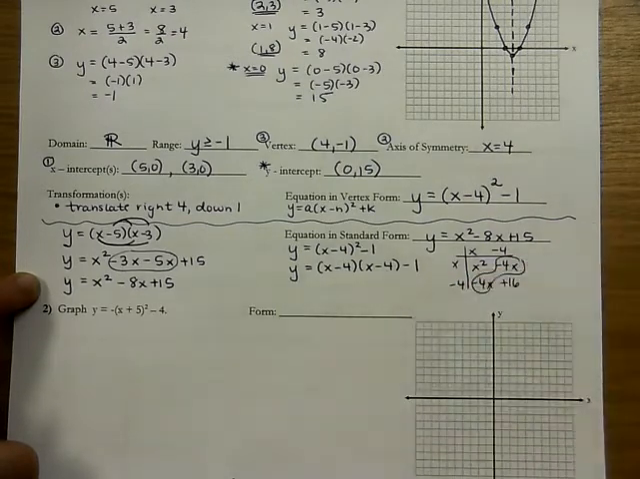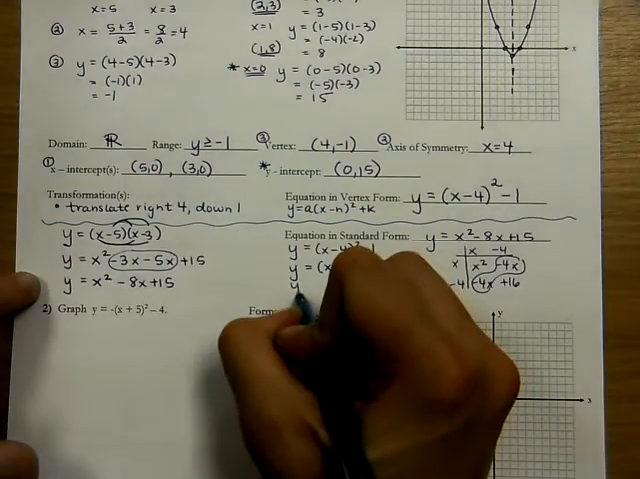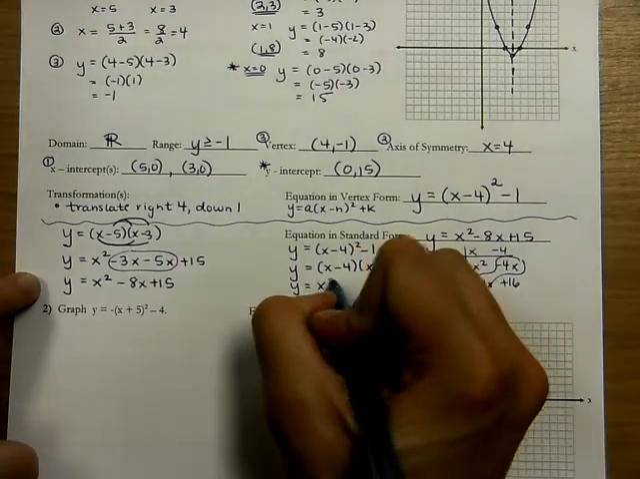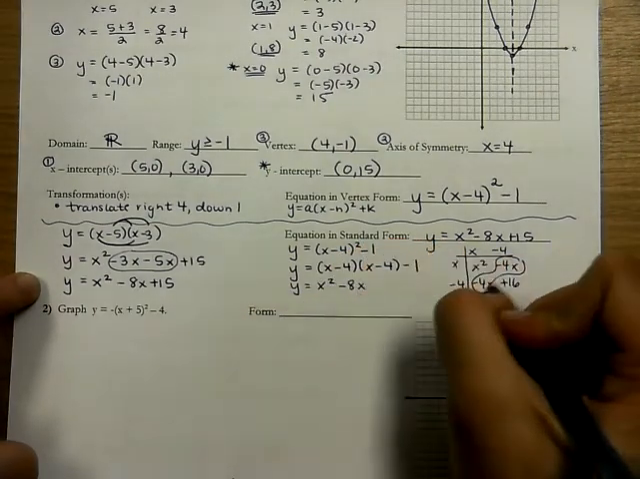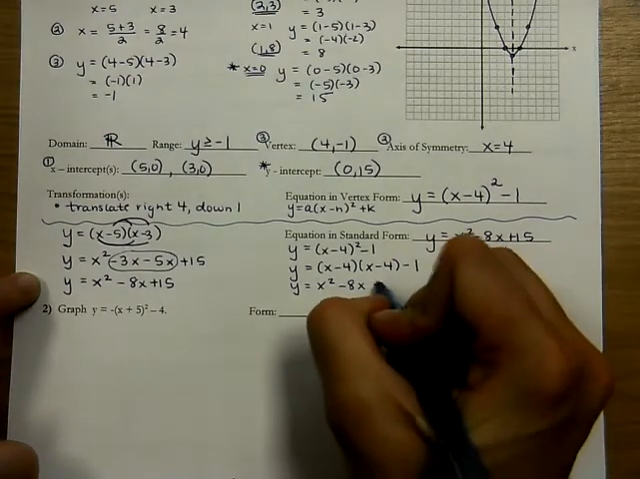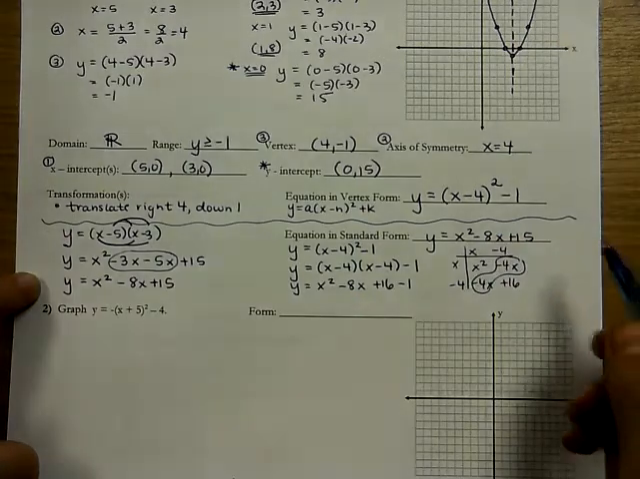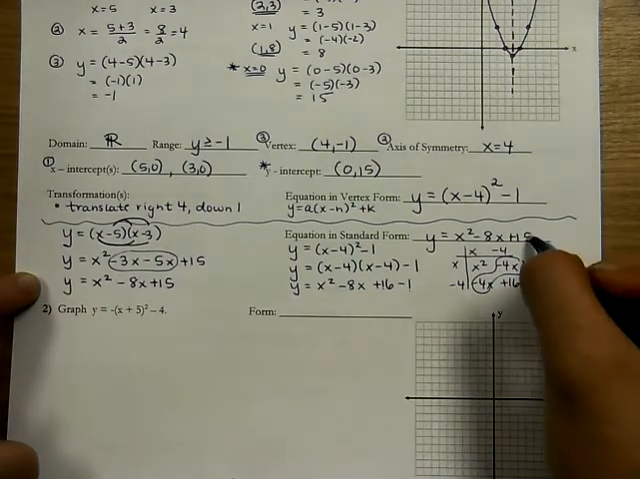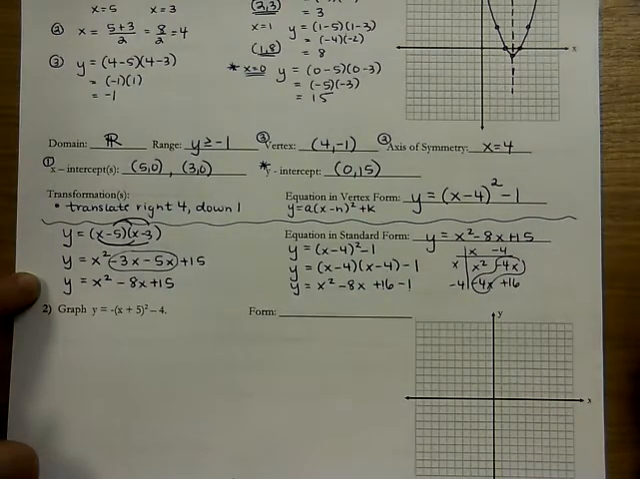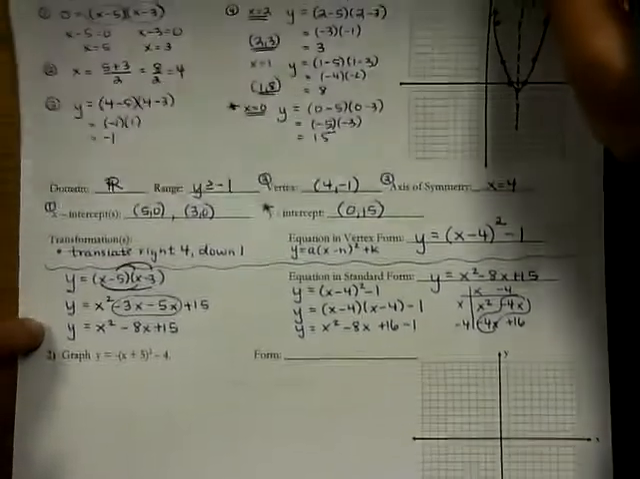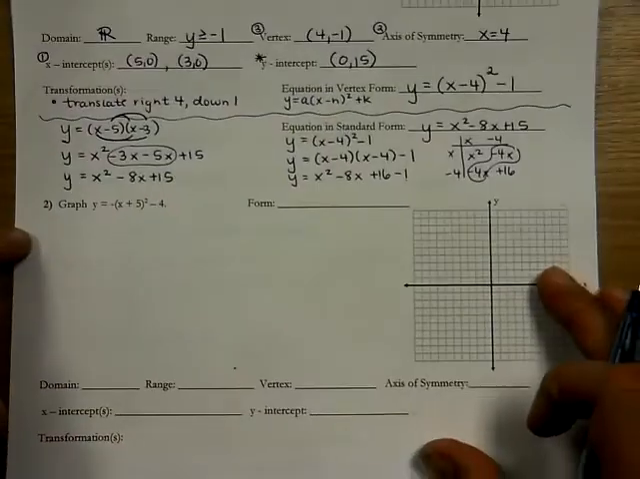And if I combine those like terms, I'll get y equals x squared minus 8x, for my negative 4x and negative 4x, plus 16. However, I've got to carry down that minus 1, which when I do that, 16 minus 1 gives me that 15. So I still get the same answer. So that is the first one, starting in intercept form and getting the rest of the information.